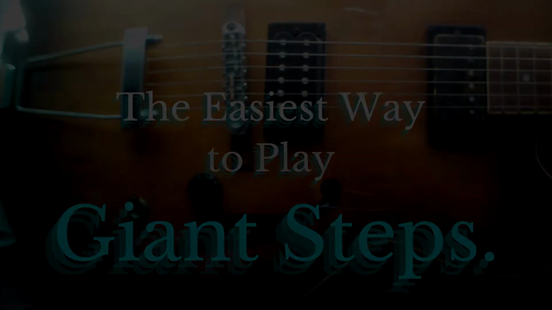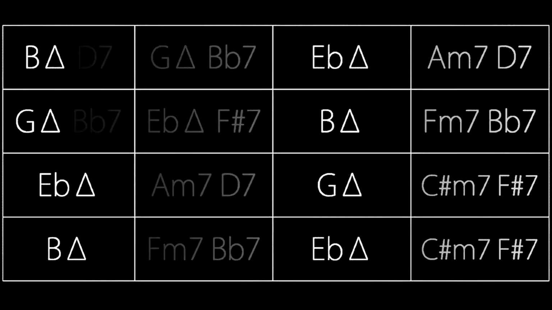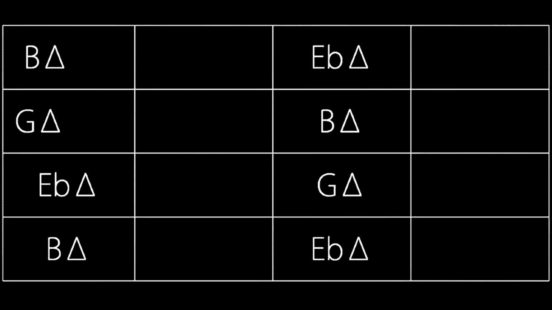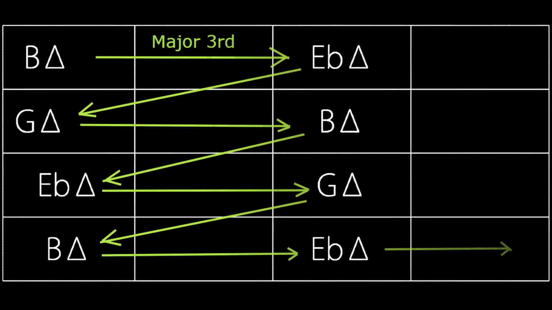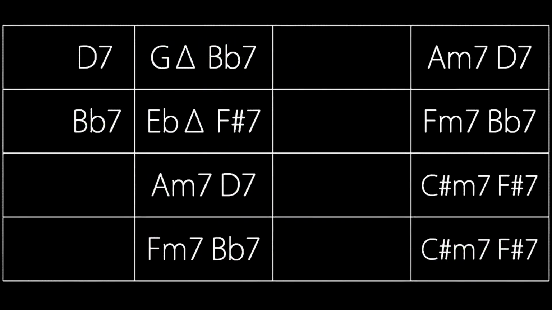Giant Steps. Here's our chord progression. Remove the connection between the main keys, and you'll see the connection is a major third key change, and then except for the last one, the return to the head, they're a minor sixth. And between the keys, there are so many connecting chord progressions.